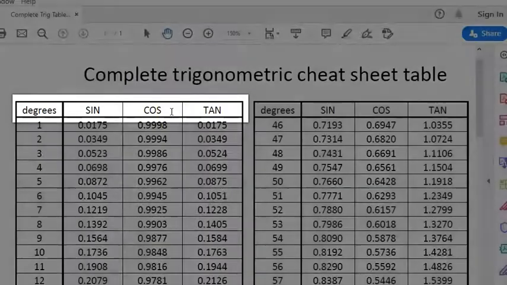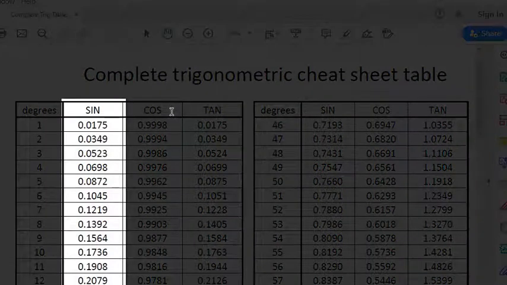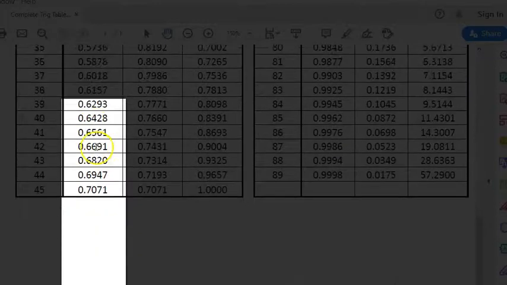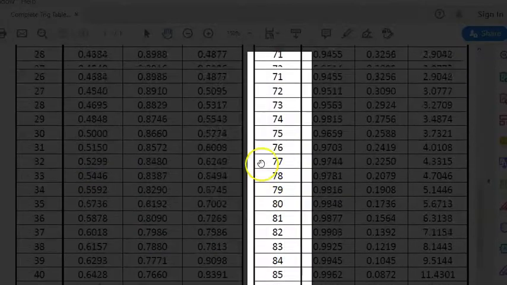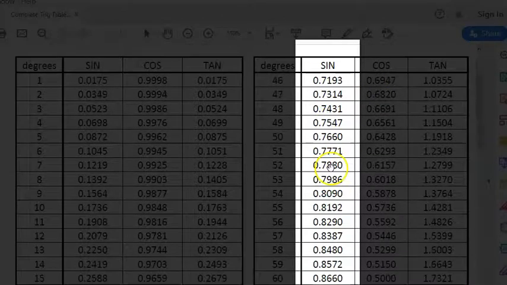Okay, so the way this is going to work is you are going to slide down until we get to 0.9231. Make sure you're going down the sine column. I'm going down the sine column. I get all the way to 45 degrees. We haven't hit it yet. So I go back up here. We're at 46 degrees. Sine is 0.7193. Nope, we need to keep looking.